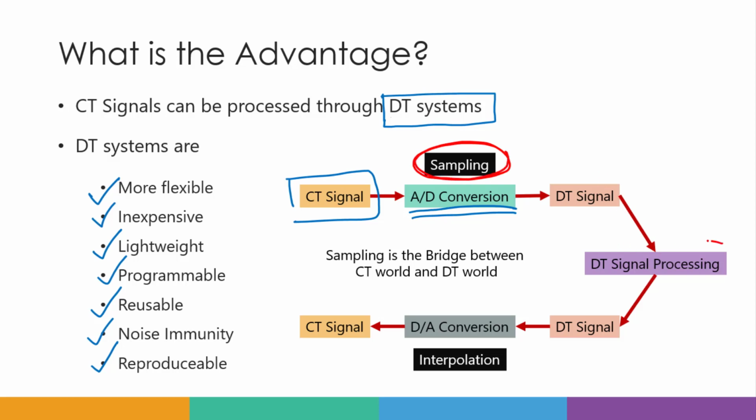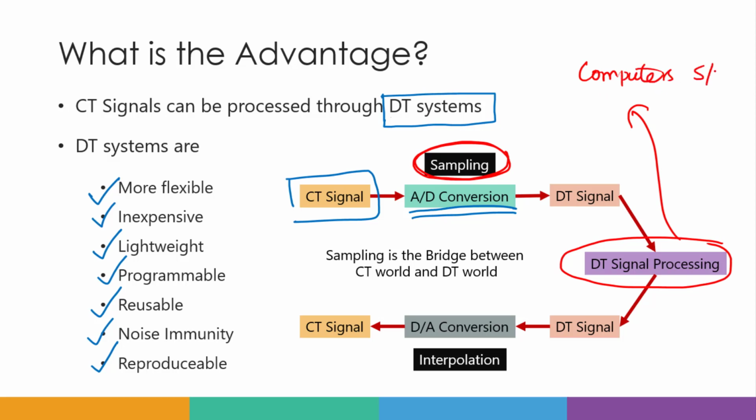So we will process this DT signal using a computer or software program. We can use computers, software programs, ASIC chips, or a DSP processor, anything can be used to process the signal. After that, the processed output will again be a DT signal, which needs to be converted back to a CT signal, because in real life we have only CT signals, right?